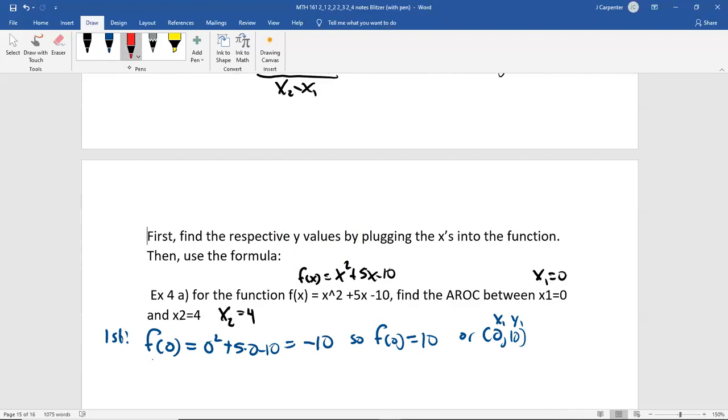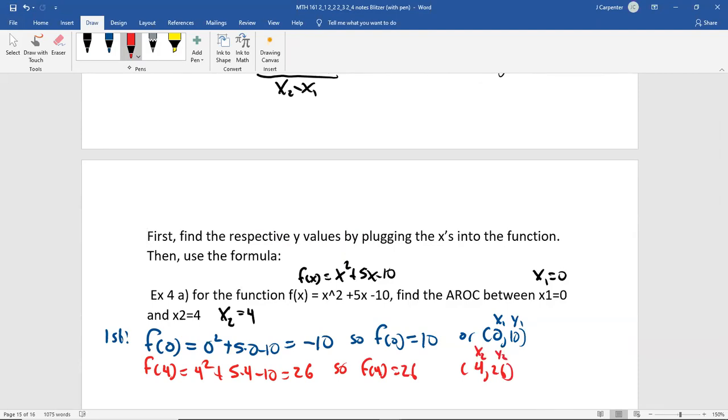Now let's do the f of 4, that's our x2. So that would be 4 squared plus 5 times 4 minus 10, which is 16 plus 20 minus 10. 16 plus 20 is 36. 36 minus 10 is 26. So that says f of 4 is equal to 26, or if you prefer it as a coordinate pair, it's 4, 26, which would be your x2 and your y2.